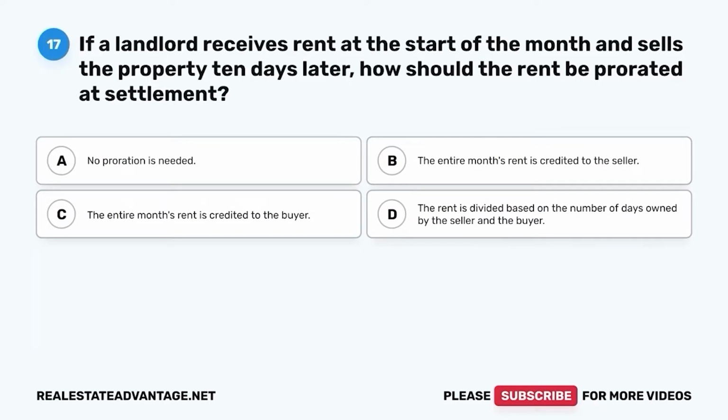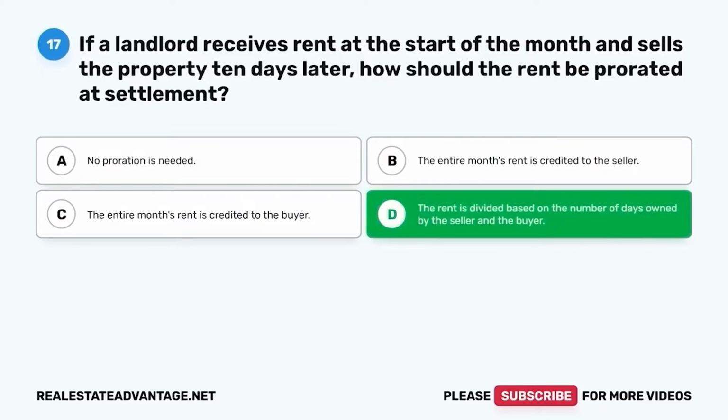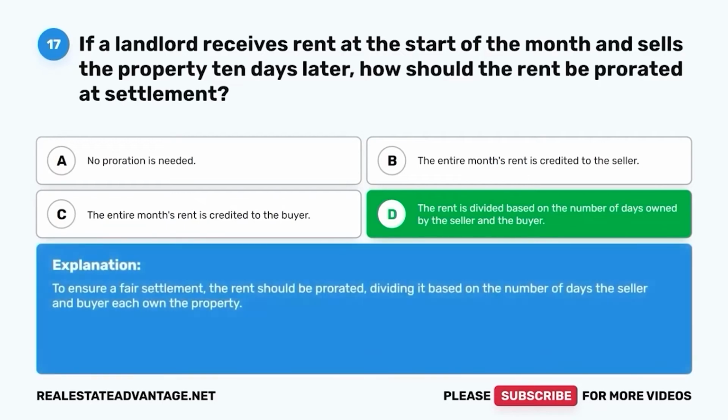Question 17. If a landlord receives rent at the start of the month and sells the property 10 days later, how should the rent be prorated at settlement? A. No proration is needed. B. The entire month's rent is credited to the seller. C. The entire month's rent is credited to the buyer. D. The rent is divided based on the number of days owned by the seller and the buyer. The correct answer is D. To ensure a fair settlement, the rent should be prorated, dividing it based on the number of days the seller and buyer each own the property.